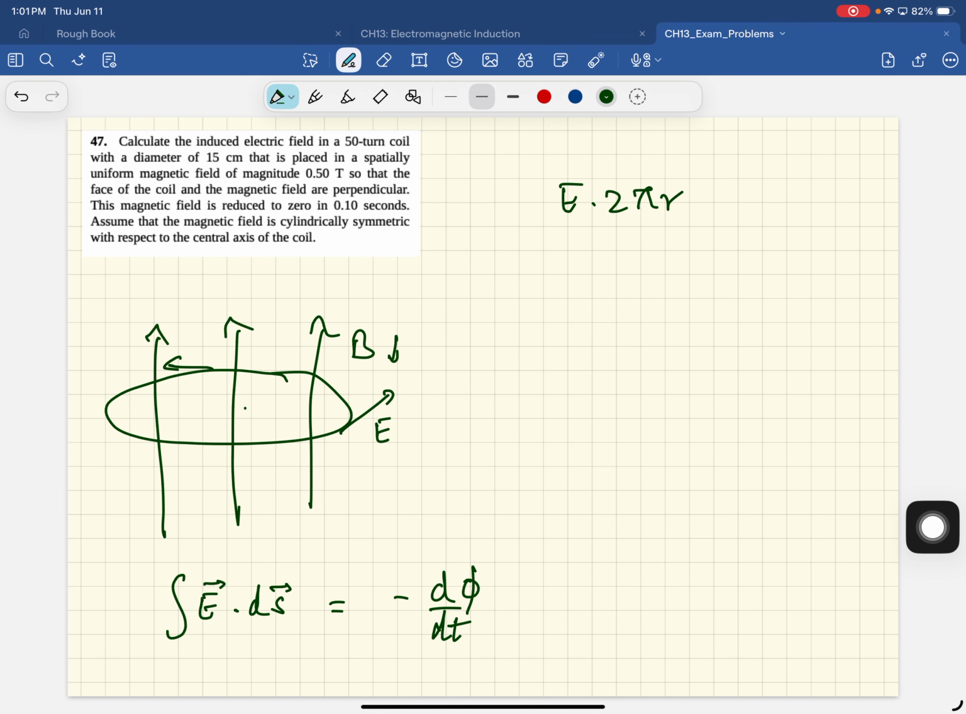Okay, so 10 volts. Oh, no, this is an electric field. Okay.